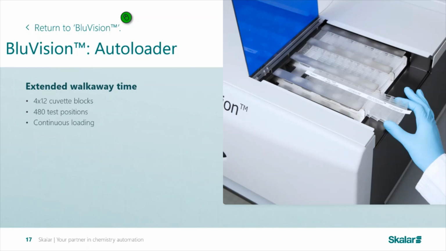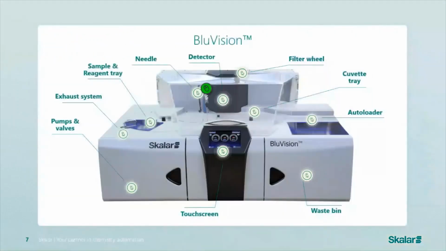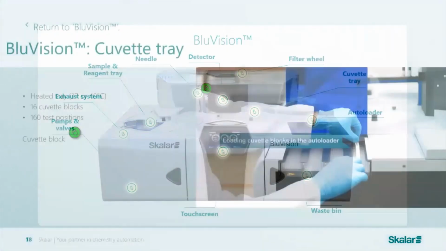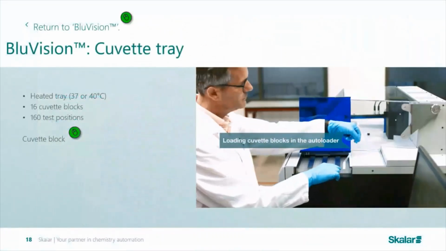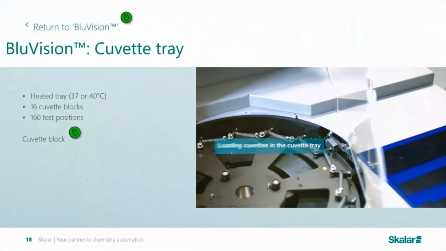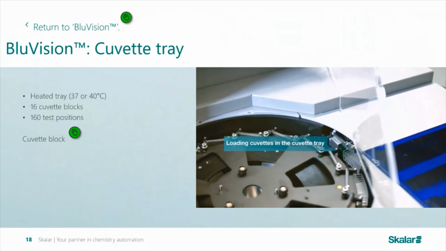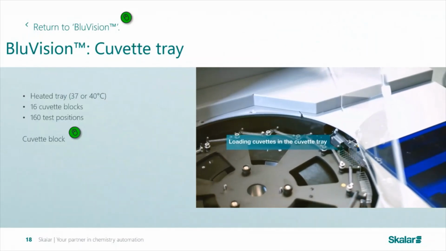So from the autoloader, our cuvettes pass into the cuvette tray, which is where all reactions and measurements take place. So what you see here is the loading from the autoloader into the cuvette tray, and with its capacity of 16 cuvette blocks, again, each one containing 10 reaction positions, takes us to a total of 640 onboard test positions, and that's what gives us our long walk away time. So just to take a closer look at the cuvettes themselves.